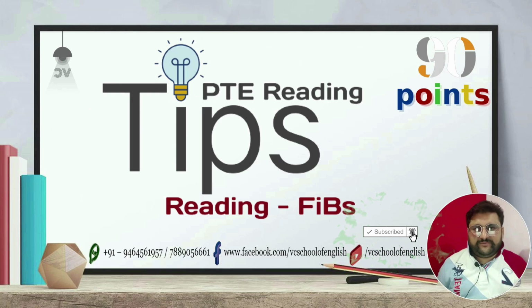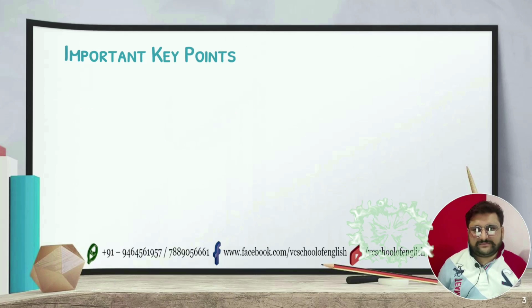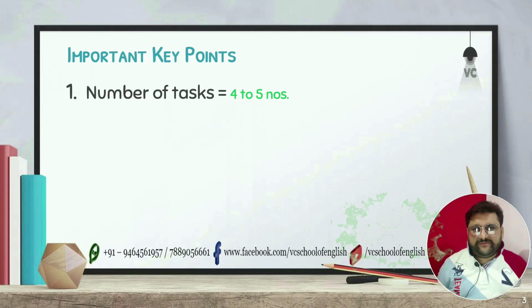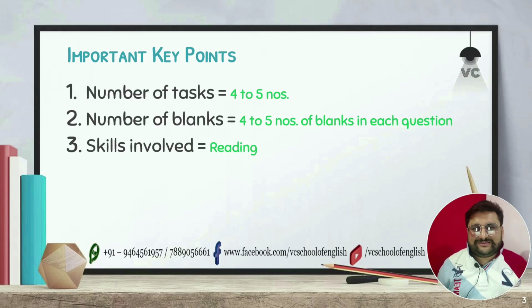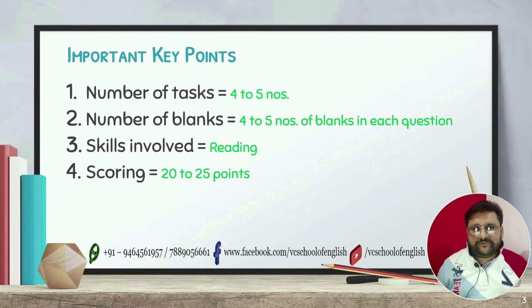So let's begin with some important key points. The very first one is number of tasks. In PTE, you will get 4 or 5 questions, each followed by 4 to 5 blanks. And the third one is skills involved in this task. This section is only dedicated to reading. The fourth one is scoring. So we will get 20 to 25 points for reading.